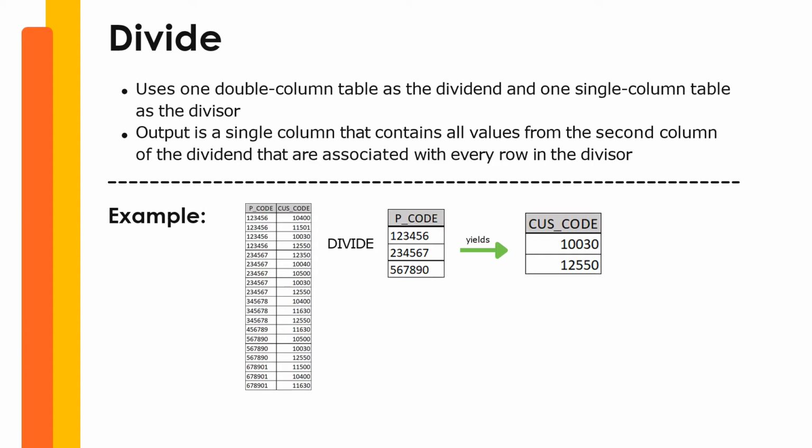Let's take for example this one. We have the original table P code and customer code, divided by the P code, and as we have said in the definition of divide, we're going to get all of those customer codes that are associated with each of the values that we have in the P code, meaning the customer codes 10030 and 12550 are in the result because both of them are associated with the codes 123456, 234567, and 567890 at the same time.